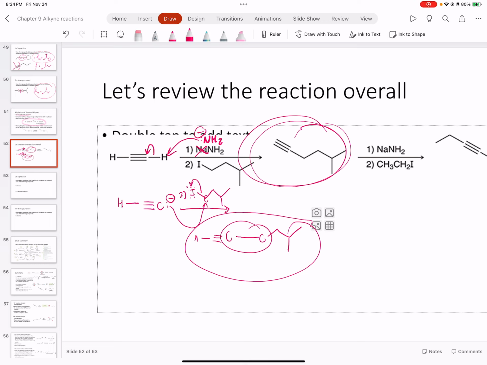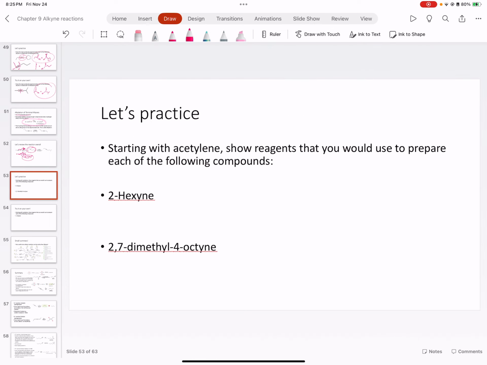That's why I like it, because it's fun to see how it changes. I also feel like it's a really basic reaction, because NH2 just removes a proton from it, and then you just do a nucleophilic attack and add a new alkyl group to it. So I feel like that one's pretty fun.